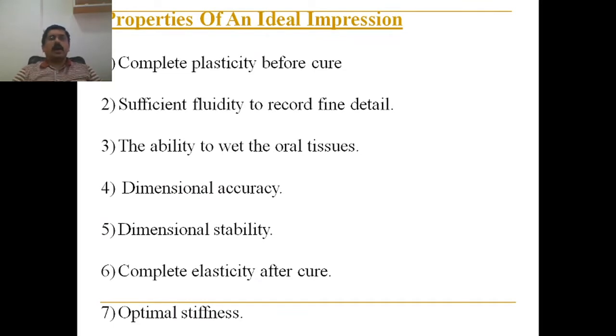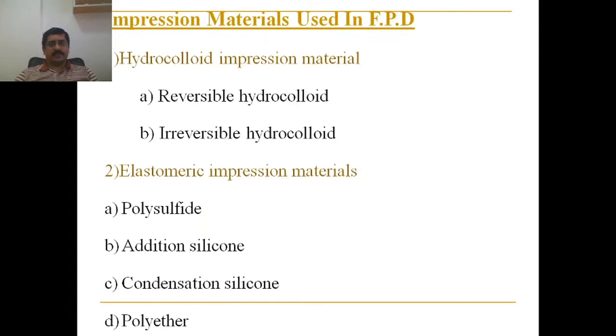Okay. Now, we will go through the properties of an ideal impression. What ideal properties should we have for an impression? It should have complete plasticity before cure. It should have sufficient fluidity so that it can record every fine detail. The ability to wet the oral tissues. It should be dimensionally accurate and stable. It should have complete elasticity after cure. And it should also have optimal stiffness.